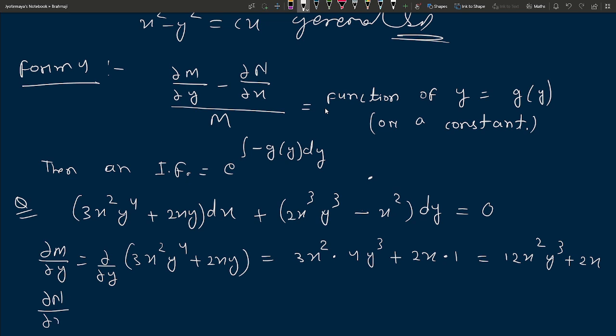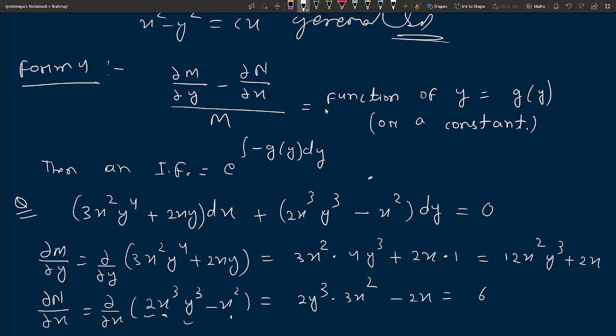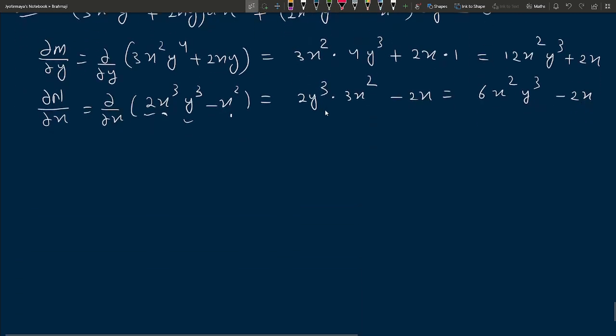Now del n by del x. What is n? N is whatever is multiplied with dy. That is 2x cube y cube minus x square. Partial derivative with respect to x. So 2y cube is a constant. The derivative of x cube is 3x square, and the derivative of x square is 2x. So this is equal to 2 into 3, 6x square y cube minus 2x. Clearly this equation is not exact.